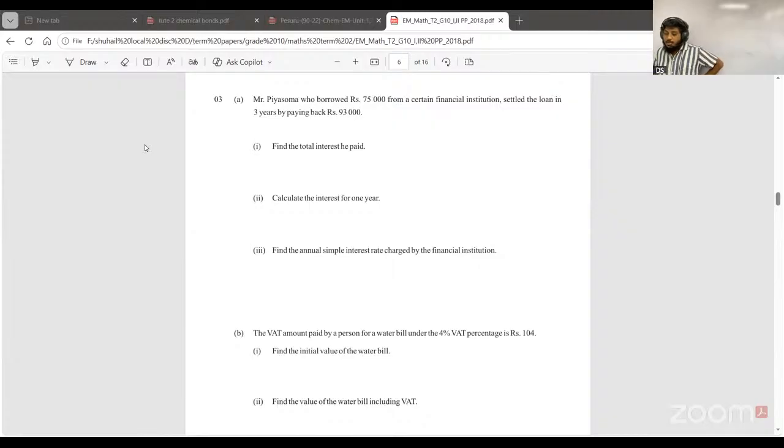Mr. Biasoma, who borrowed 75,000 from a certain financial institution, settled the loan in 3 years by paying back 93,000. You can see how much he got as a loan: 75,000. How much is he paying back? 93,000. So what is that extra amount? That is the interest amount. So first, find the total interest he paid. That was the first question we should write: how much interest he paid?